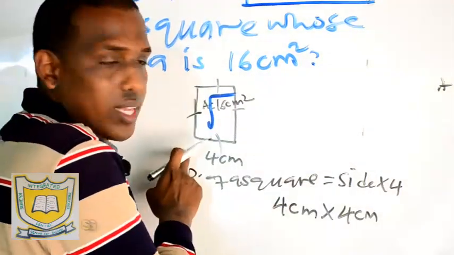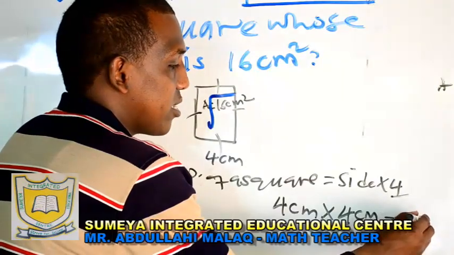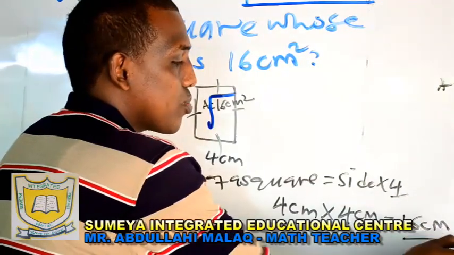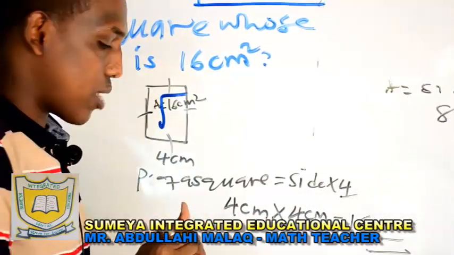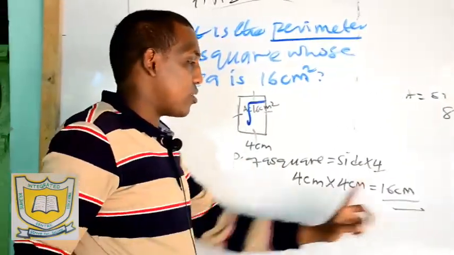Side is 4 times 4. The formula is saying 4 times side, it's 16 centimeter. Now that's how we get the perimeter. Or to get the perimeter, you can add 4 plus 4 plus 4 plus 4. You add, you get 16.